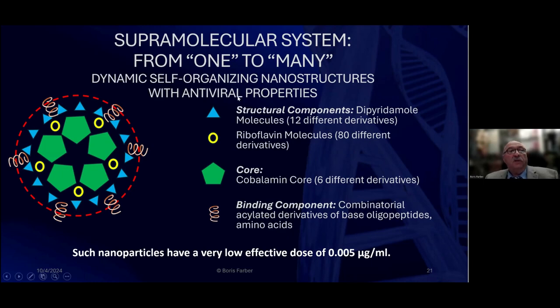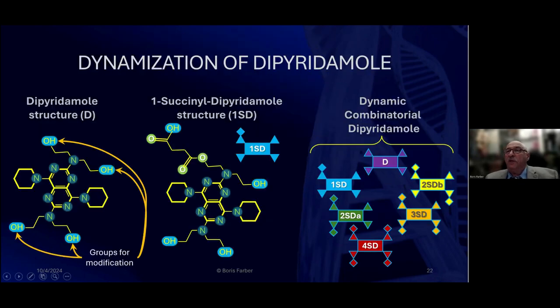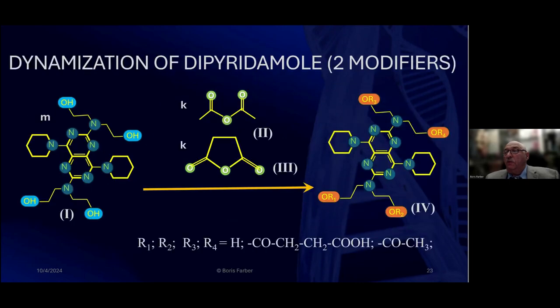Again, I will pay attention to these ingredients. Very briefly, I just mentioned the result of modification of each particular one. What we have here again: dipyridamole, riboflavin, and cobalamin. In this case, when we modify dipyridamole using a single modifier, succinic anhydride, 5 new derivatives are formed. When you use 2 modifiers, 12 new derivatives are formed.